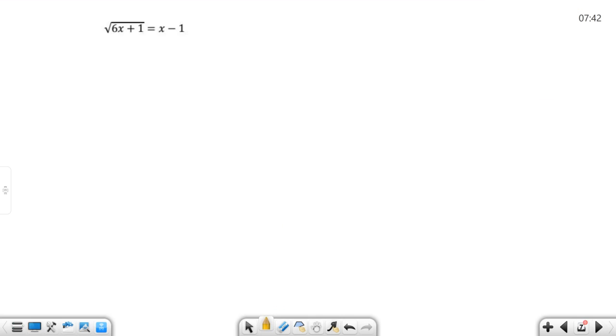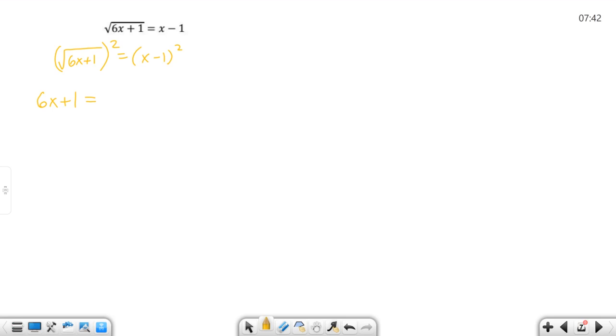So let's look at another one. The square root of 6x plus 1 equals x minus 1. Is the radical by itself? It sure is. So then guess what I'm going to do? I'm going to take the square root of 6x plus 1 and square it, equals, I'm going to take x minus 1 and square it. So what is the square root of 6x plus 1 squared? It is 6x plus 1.